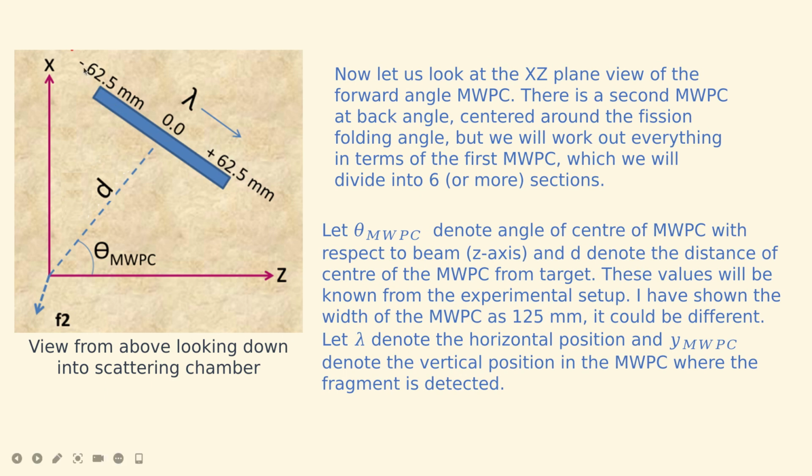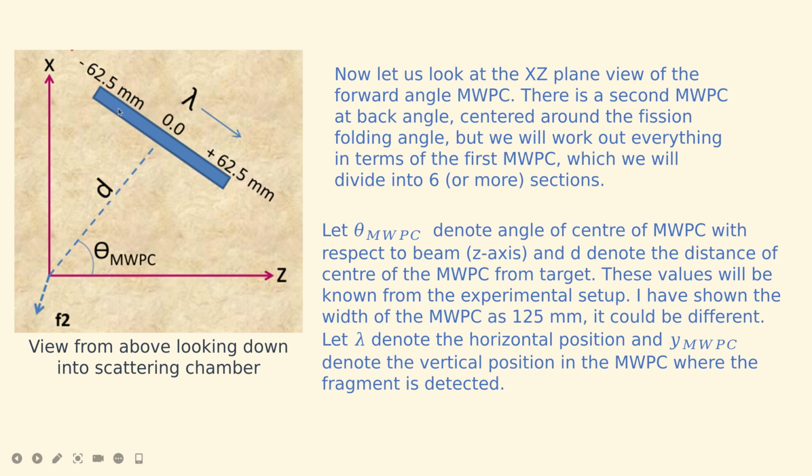So I consider it as minus 62.5 going up to plus 62.5, and I use the symbol lambda to denote the direction along the width of the MWPC from left to right. If it's on the leftmost position, it will be minus 62.5. If it's in the center, that I consider as 0, and if it is on the right extreme, that will be 62.5. So this is the view, or the plan you can say, of this MWPC plane, as though you are looking down into the scattering chamber from above. That's the kind of view that you have.